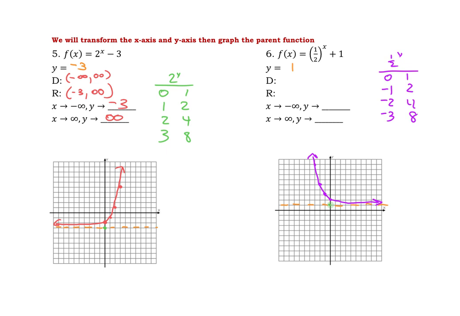Okay, so my domain is negative infinity to infinity. My range is bottom to top, so that's going to be 1 to infinity. As x goes to the left, y is going up, so it's at positive infinity. As x goes to the right, it's hitting that asymptote, which is at 1.